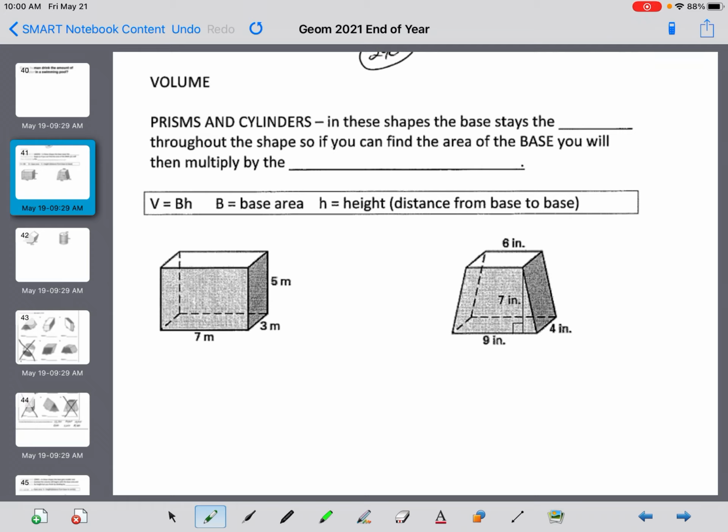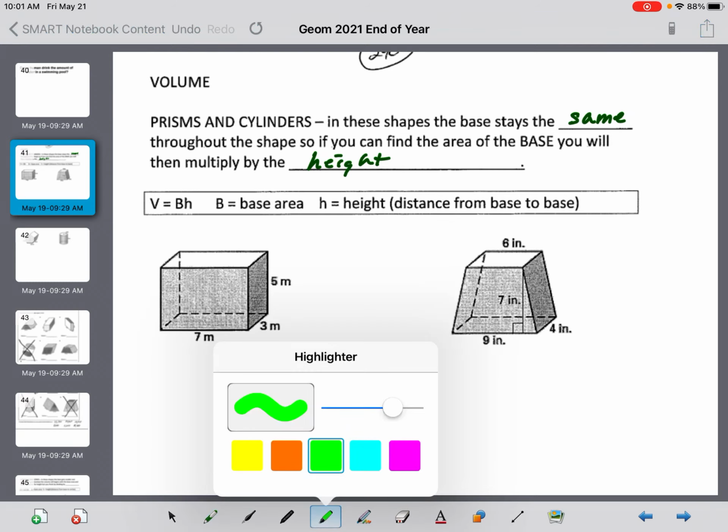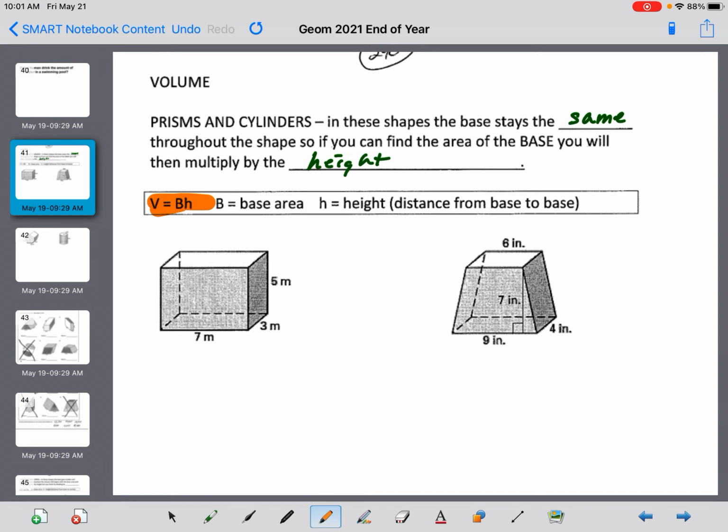Okay, when we talk about volumes of prisms and cylinders, they have the same base area that's continuous throughout the shape. So in prisms and cylinders, the base stays the same throughout the shape. So if you can find the area of the base, you will then multiply by the height. That's why the formula is this short: base area times height.